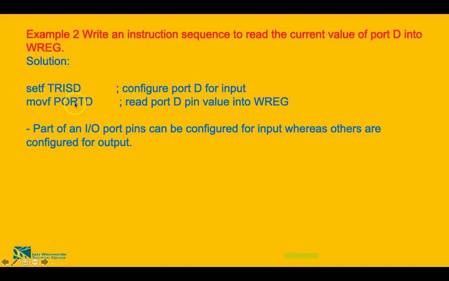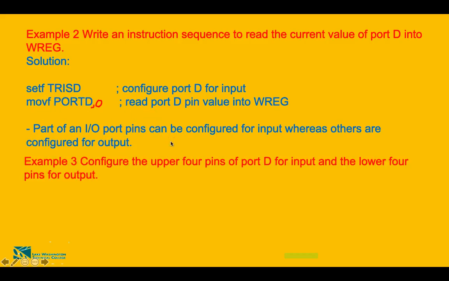What it will do, if you put here a comma, let me quickly do it here. If you put a comma and then 0, it's going to put the data into the working register. So move F port D comma 0 will put the value which is there in port D into the working register. And then let's see another example.